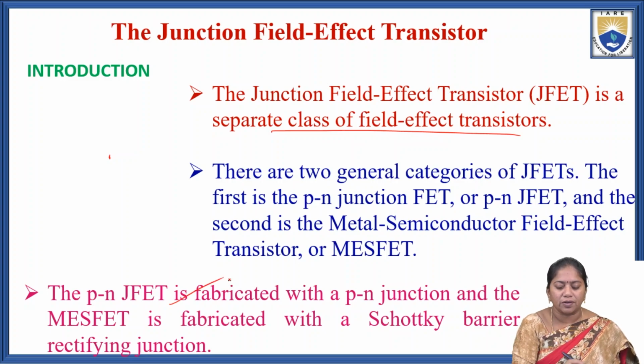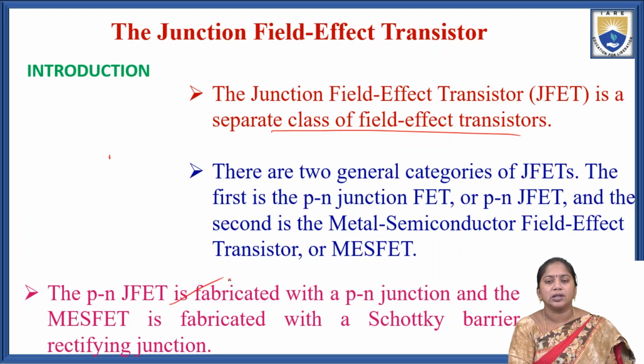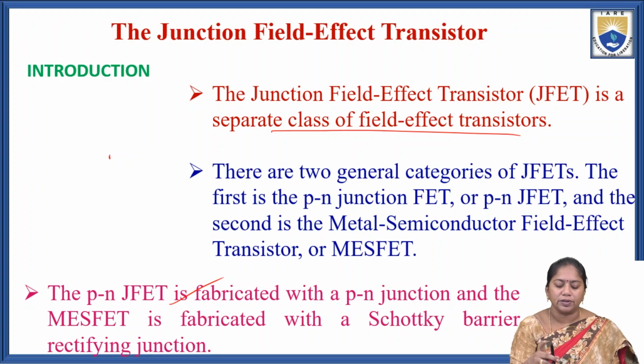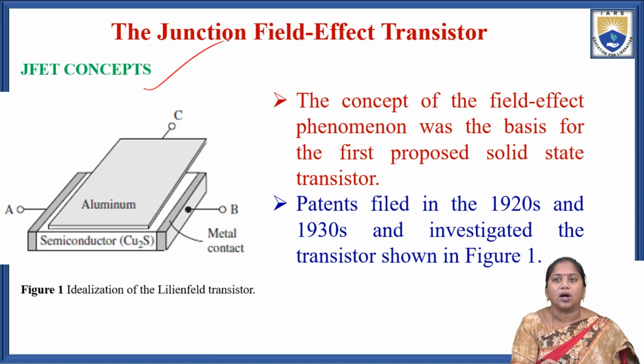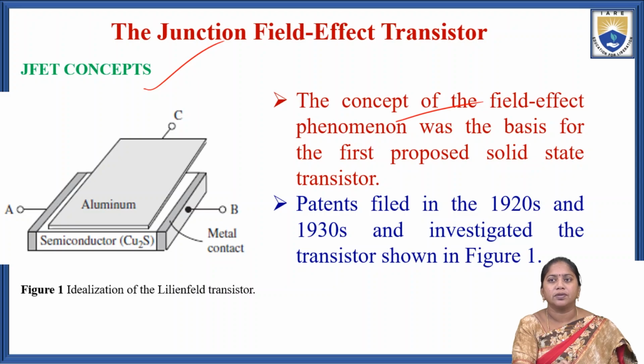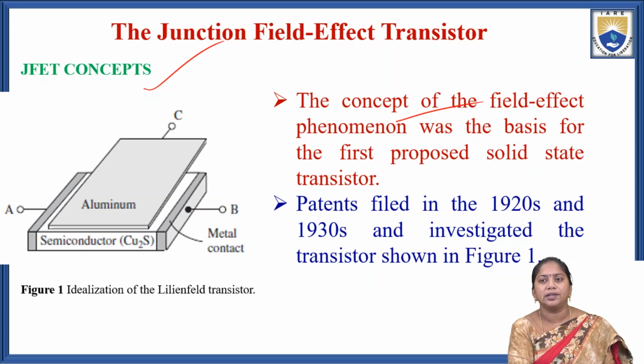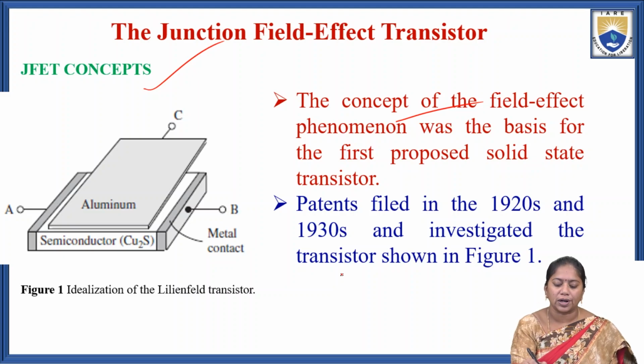The PN JFET is fabricated with a PN junction, and the MESFET is fabricated with a Schottky rectifying junction. Now the JFET concept. The concept of the field effect phenomena was the basis of the first proposed solid state transistor. The patents were filed in the 1920s and 1930s and investigated the first transistor, as shown in figure 1. Figure 1 is the idealization of the first transistor.